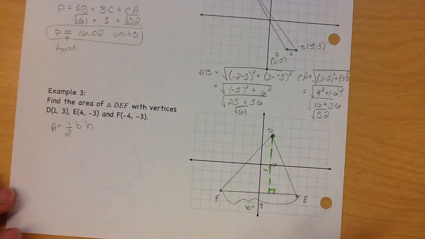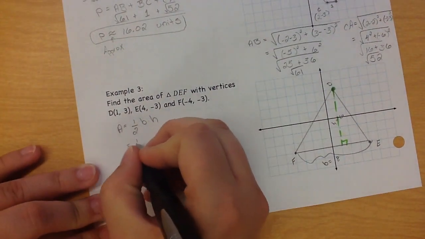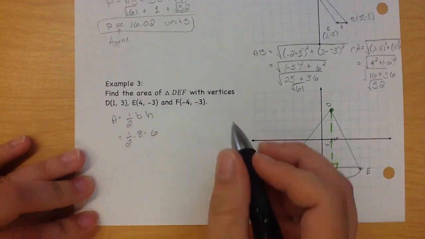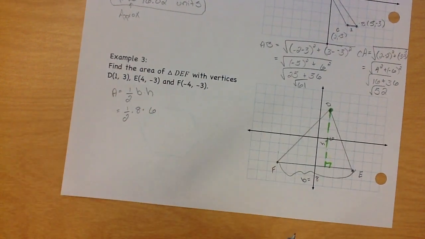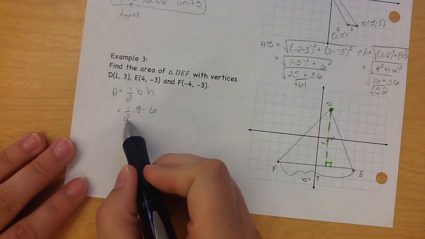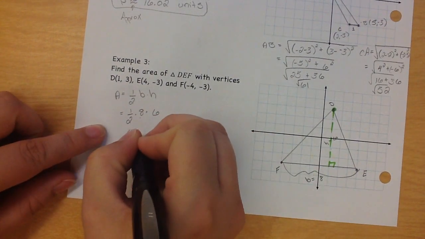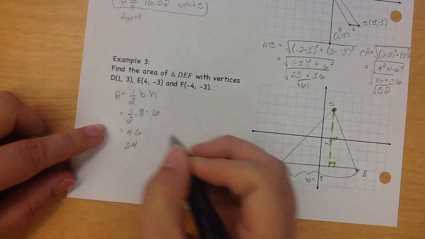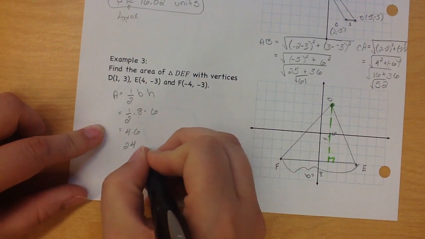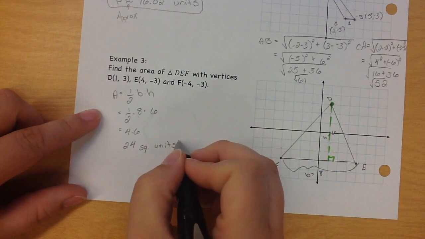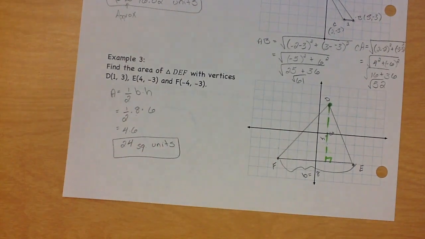So I have my base, I have my height, so my area is 1/2 times the base, which is 8, times the height, which is 6. So I'm just multiplying three things. I'm going to multiply the 1/2 times the 8 first. 1/2 times 8 is 4, times 6 is 24. And area is measured in square units. So my area is 24 square units.